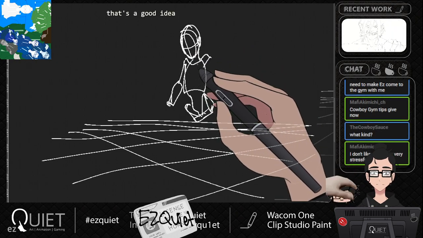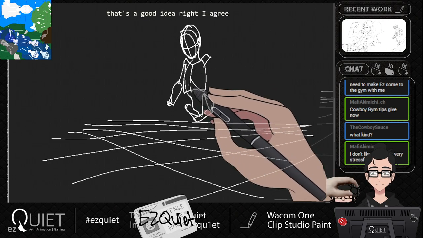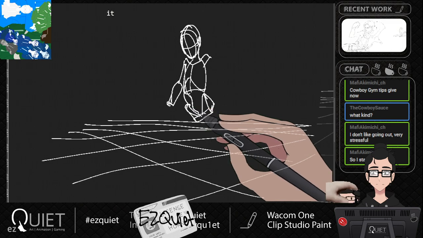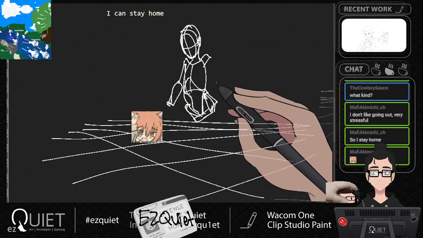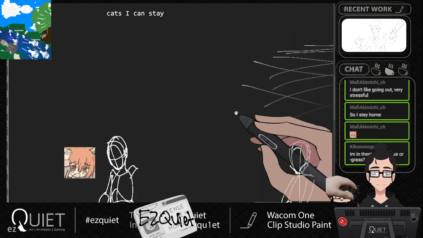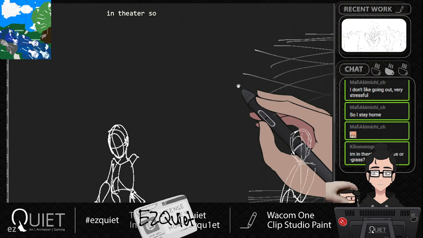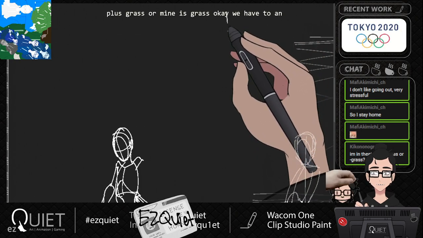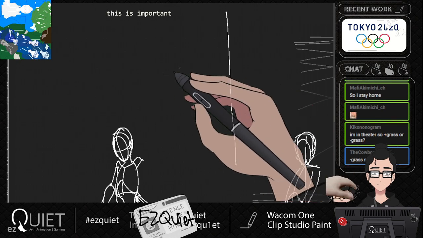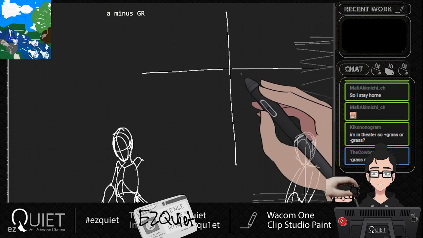I don't like going out. Very stressful. Right. I agree. Maffy gets it. So I stay home. I can stay home with my cats. Plus grass or minus grass? Ooh, you're in theater. So is that plus grass or minus grass? Ooh. Okay, we have to analyze this. This is important. Grass, sadly, keep. Oh, is it minus grass? You think it's minus grass, Sauce? He is outside though.